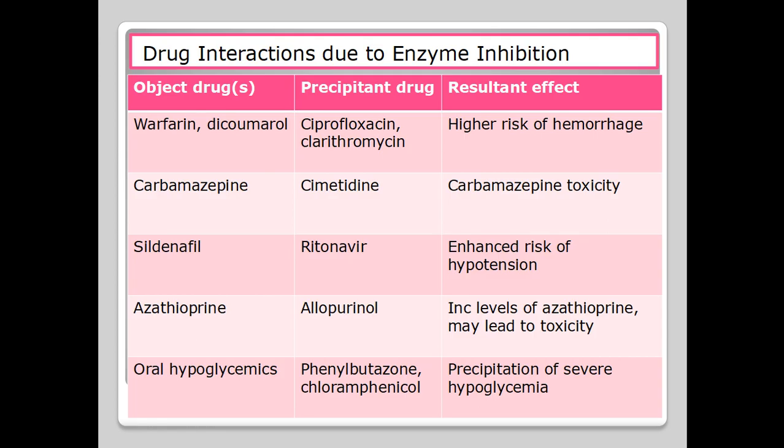Then drug interactions due to enzyme inhibition. Warfarin, dicoumarol when given along with ciprofloxacin, clarithromycin leads to higher risk of hemorrhage. Then carbamazepine when given along with cimetidine leads to carbamazepine toxicity. Sildenafil when given along with ritonavir leads to enhanced risk of hypertension. Azathioprine when given along with allopurinol, increased levels of azathioprine may lead to toxicity. Oral hypoglycemics when given along with phenylbutazone, chloramphenicol lead to precipitation of severe hypoglycemia.